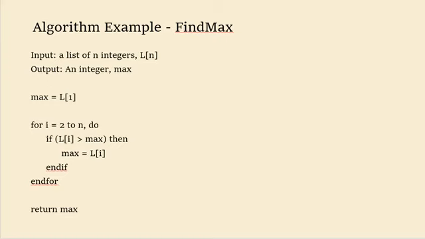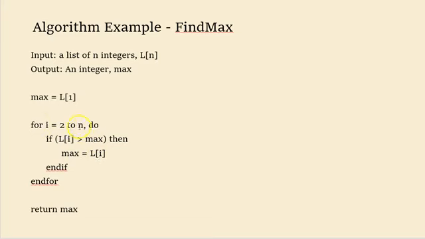So that's what's happening here. We're going to assume that the first number in the list is the maximum value. That's just an assumption. And then, for the rest of these numbers, we're going to do a little comparison. If the ith number is bigger than our current maximum, then the maximum is equal to L sub I.